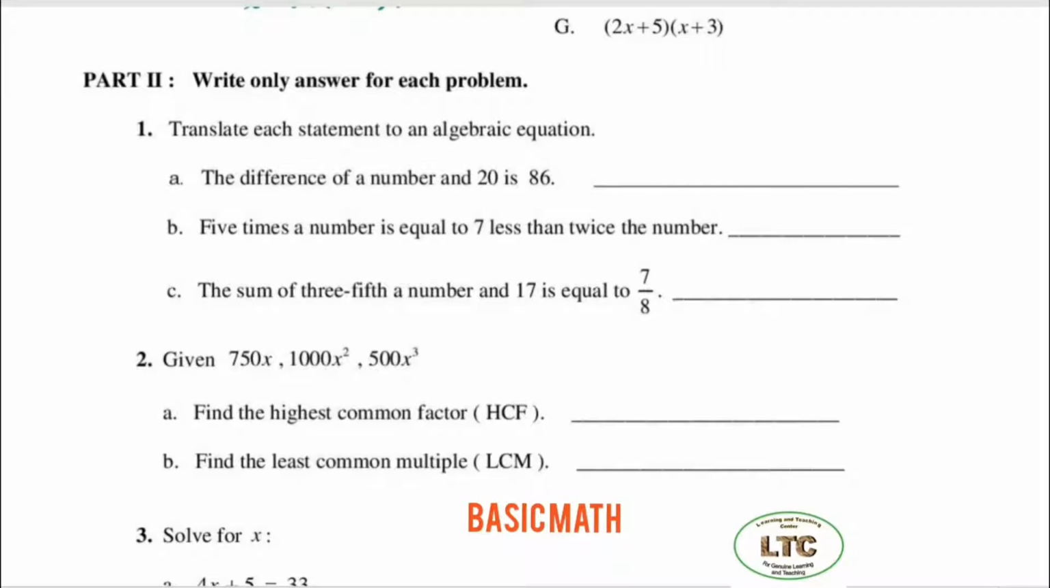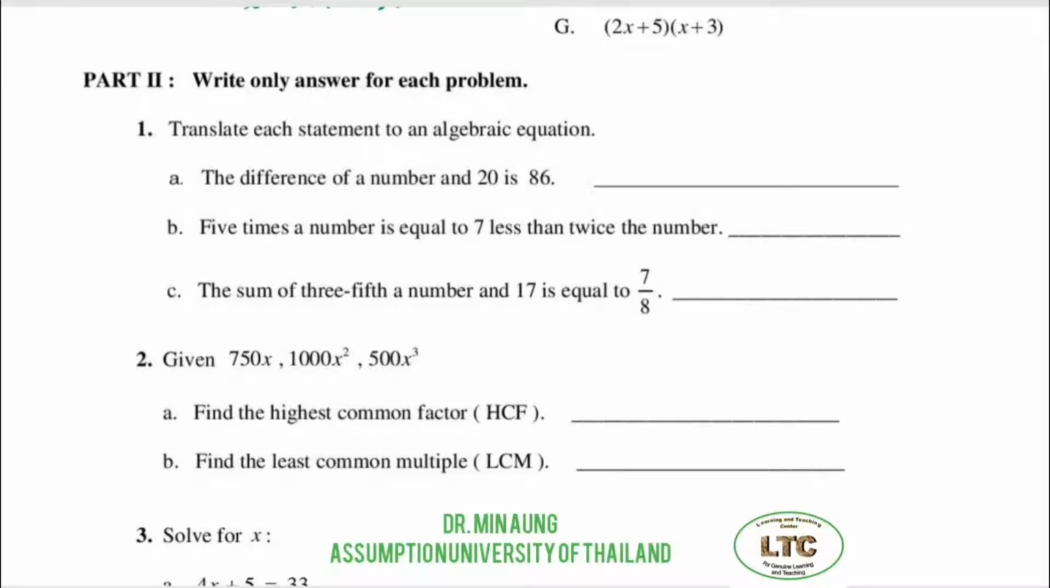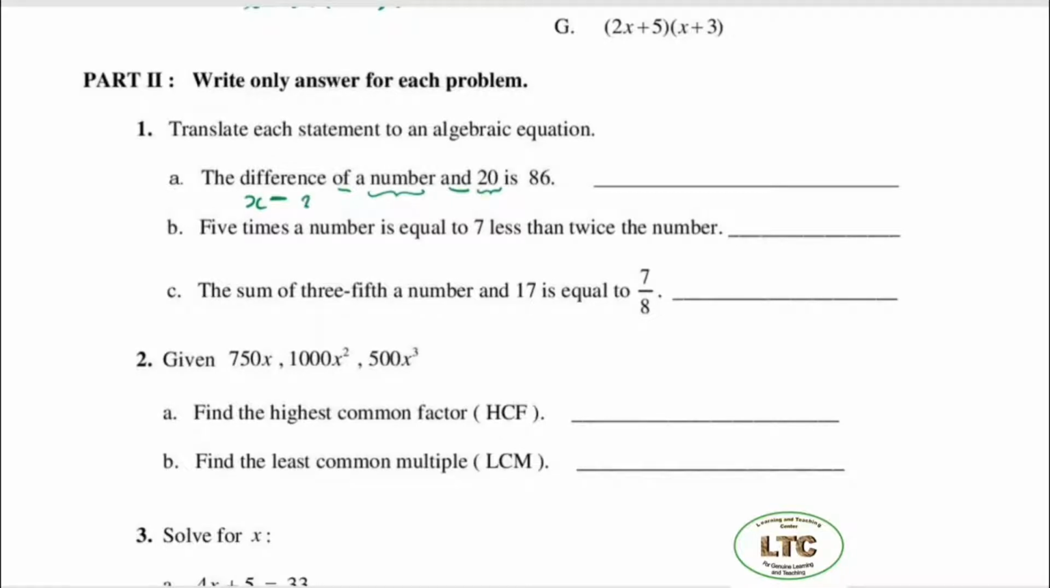Part 2. Write only the answer for each problem. 1. Translate each sentence to an algebraic equation. The difference of a number x and 20: x minus 20. The difference of x and 20 is equal to 86. So write x minus 20 is equal to 86. This is the translation.